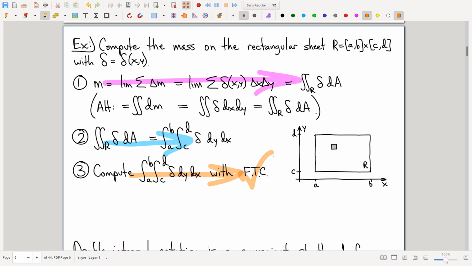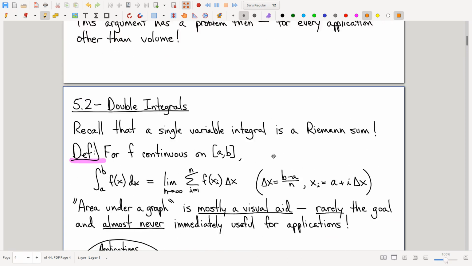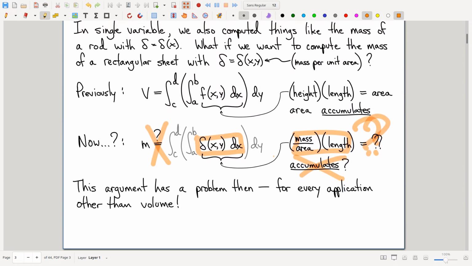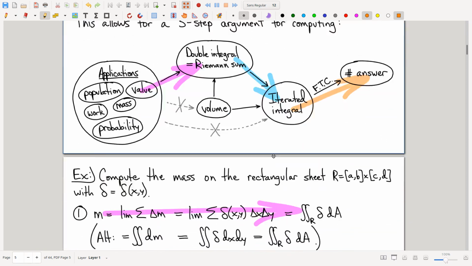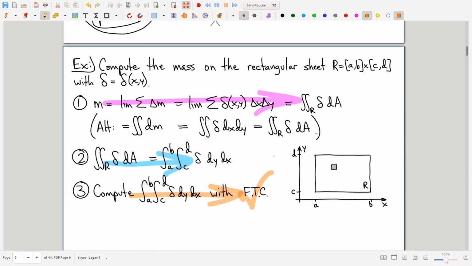Everybody good? So we are no longer dead in the water on an application like this. The point is, we were trying to solve this question with the wrong tool. Iterated integrals don't make any sense for that situation. Double integrals do.